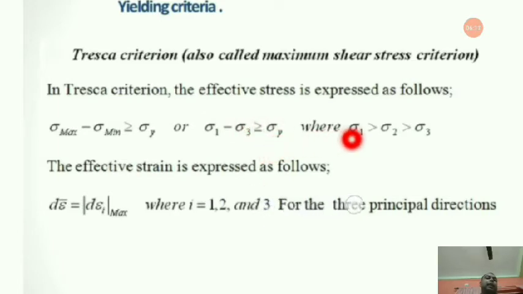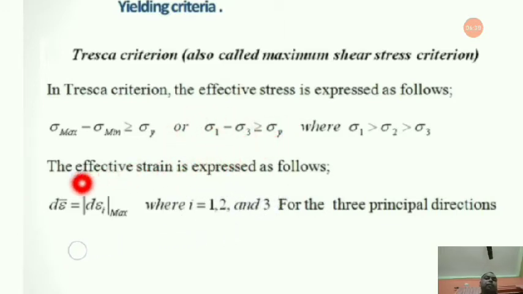So the difference of sigma 1 and sigma 3 should always be greater than or equal to sigma y, where sigma 1 is greater than sigma 2, which is greater than sigma 3. So you can see the maximum is sigma 1 and the minimum is sigma 3. You can easily guess from this condition. So sigma 1, sigma 2, sigma 3 is given as here. So the difference of the maximum and minimum nominal stress should always be greater than or equal to this shear stress. So that is the Tresca criterion.